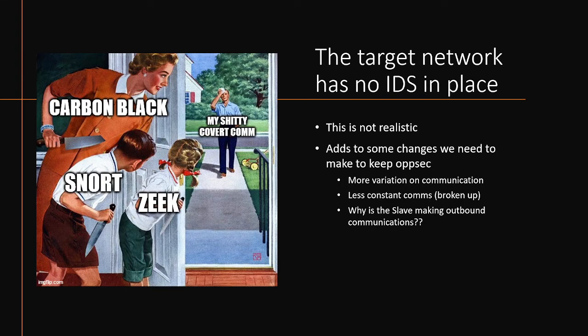And then one of the blaring ones: the target has no IDS. Well, that's not reasonable. OT networks and IT networks nowadays pretty much all have some sort of intrusion detection system or anomaly detection environment and some sort of way to detect when issues are going on in an environment. So really what happens with this is we just need to worry more about OPSEC and try to make something that's a little bit more robust and a little bit quieter.